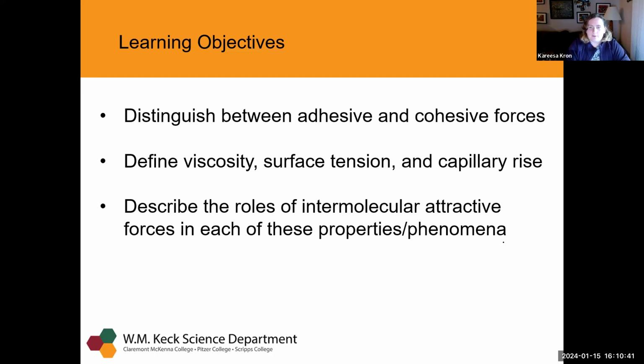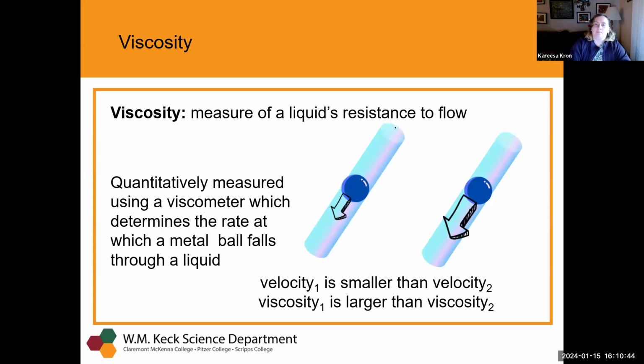And so to start off, I want to define viscosity. So viscosity is the measure of a liquid's resistance to flow, and we quantitatively measure this using a viscometer, which determines the rate at which a metal ball falls through a liquid. So I have the same tube here in my viscometer, I have the same metal ball, and I measure the velocity of that ball as it flows downwards in the tube. And the differences in velocity tells us about the differences in viscosity.